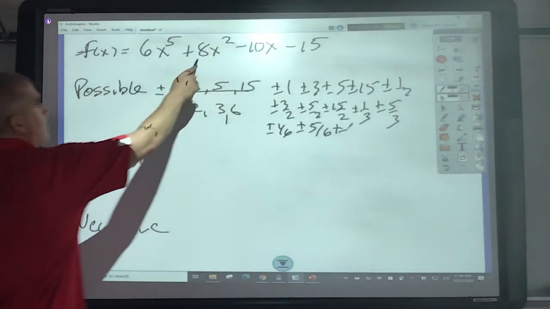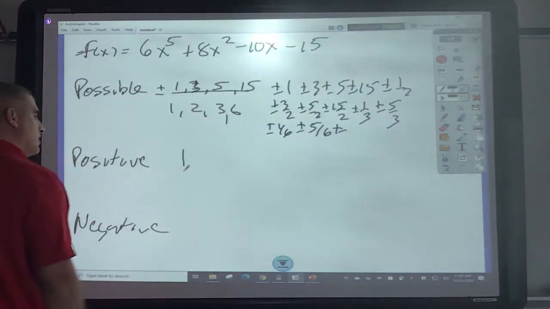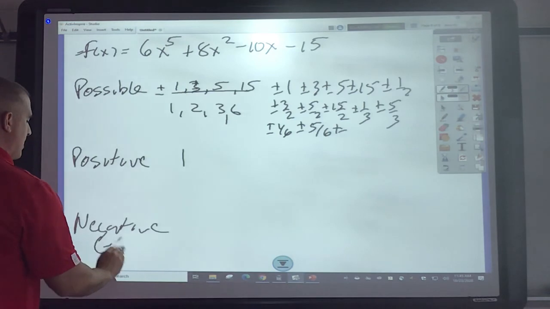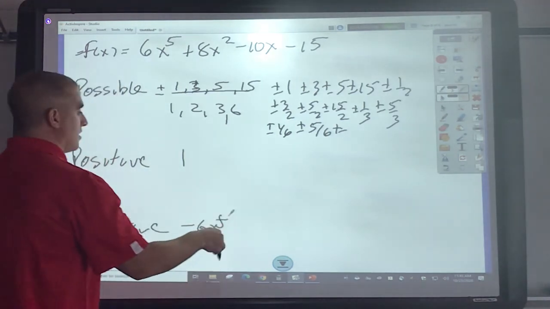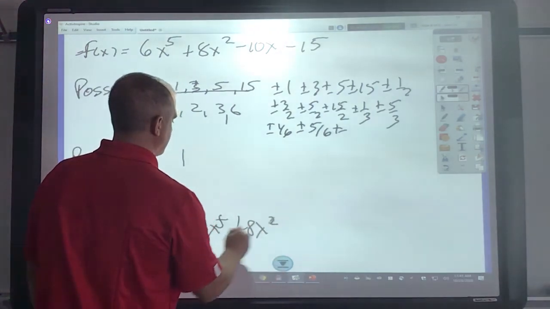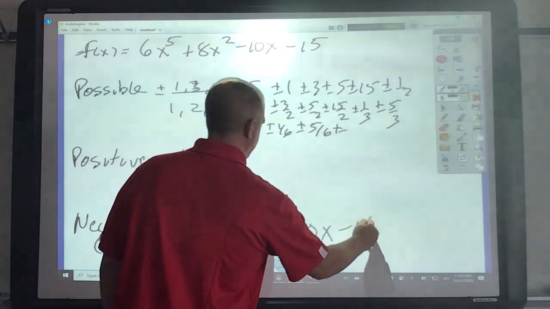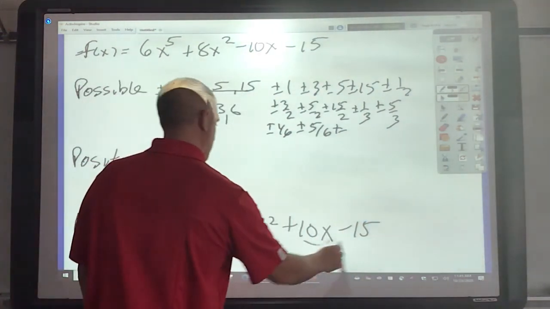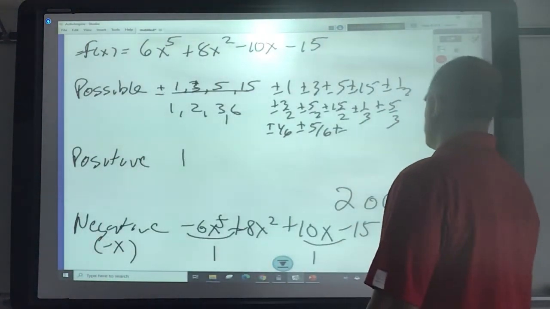How many sign changes? Positive, positive, negative. So there's only one sign change. So 1 possible, 0. Then I'm going to evaluate and put negative x in. So now it's going to become negative 6x to the 5th. Keeps as positive 8x squared. Changes to positive 10x minus 15. So I got 1 change, 2 changes. So I would have 2 or 0.